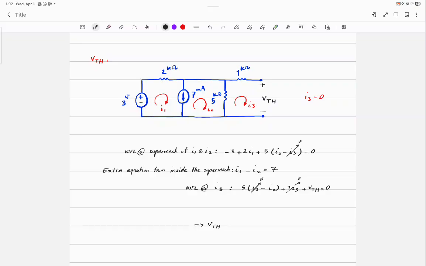Okay, so whichever you find more comfortable, you can use, and here, give it to your calculator and tell me the value of VTH, please. 7.86. Thank you. That is your VTH.